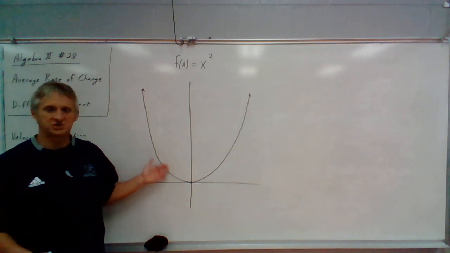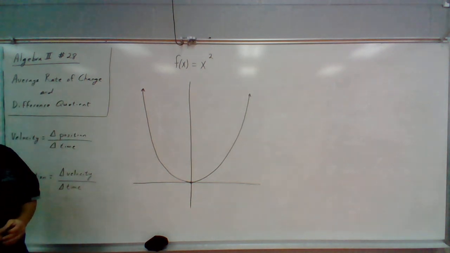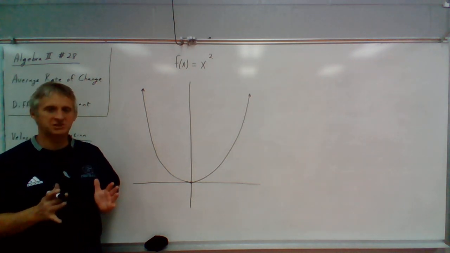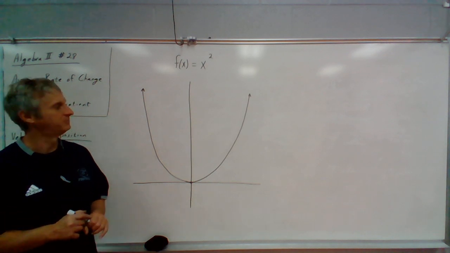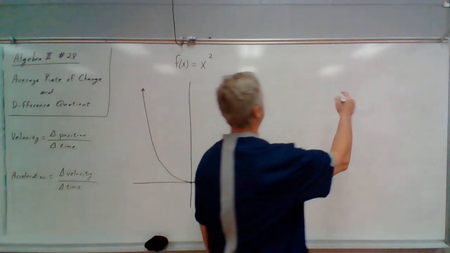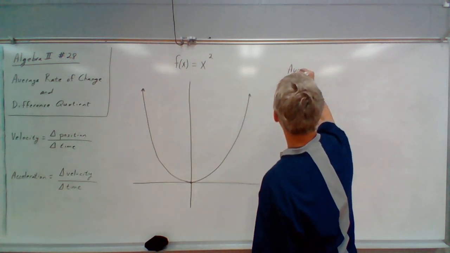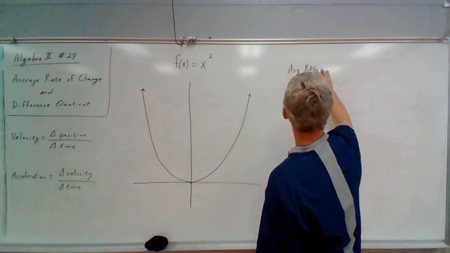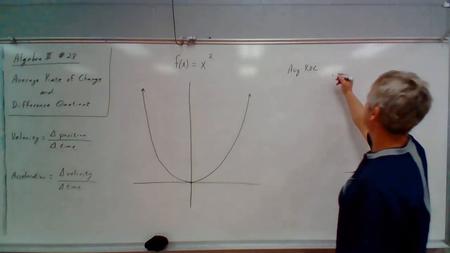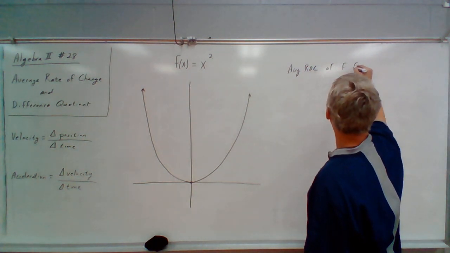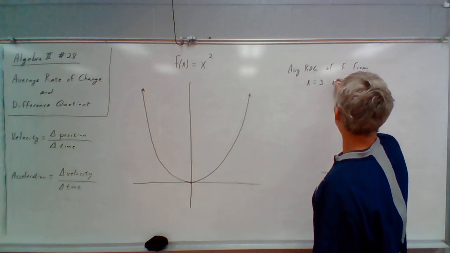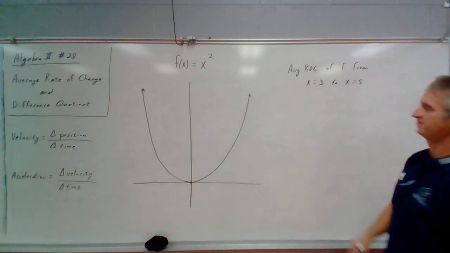So you can see that the slope changes all the time. It's different for different points on the curve. So what we're going to do today is find a way to measure the slope over a certain interval. Okay, and that's called the average rate of change. So let's say that I want to find the average rate of change, which I'm going to abbreviate ROC. So the average rate of change of f from x equals, let's say, 3 to x equals 5.